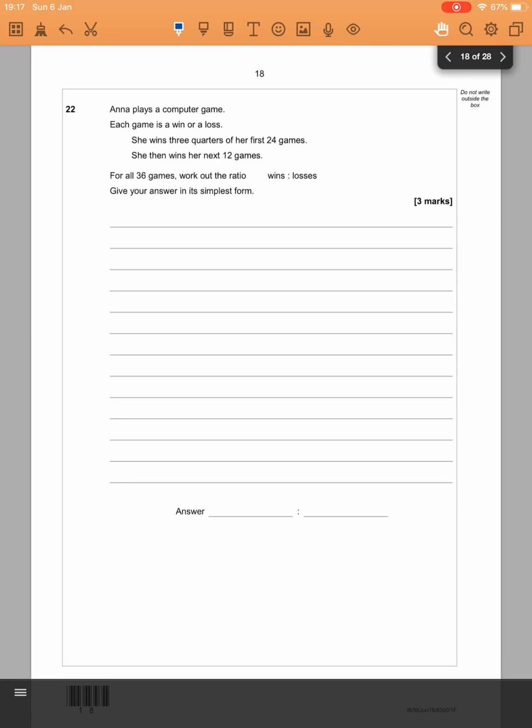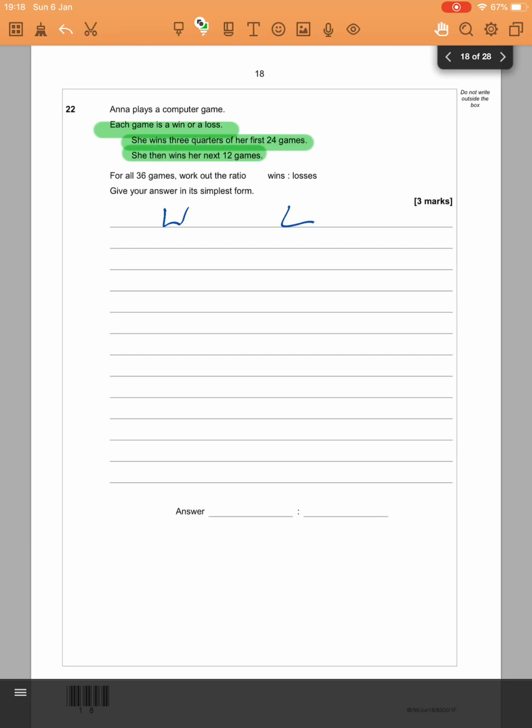Question 22. Anna plays a computer game. Each game is a win or a loss. So there's only 2 possible outcomes here. So that's important. You can only win or lose. So actually we could say win, lose. She wins 3/4 of her first 24 games. That's important information too. And she then wins her next 12 games.